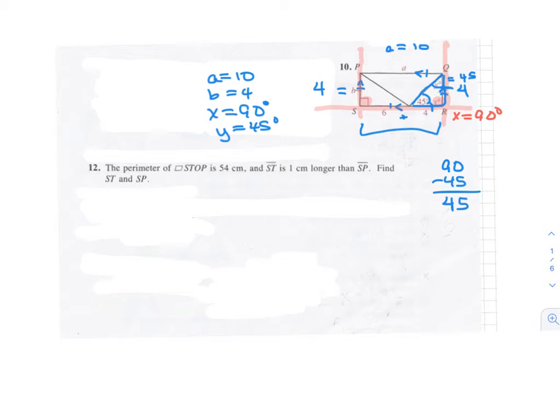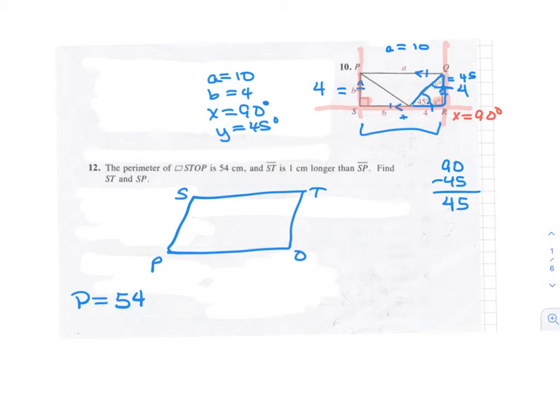Now, a visual wasn't given, so let me go ahead and draw a picture, and I'm going to label it as STOP. And it told me that the total perimeter of this parallelogram is 54. It wants me to find the length of this side here, ST, and SP. So what it told me in the problem, it said that ST is 1 centimeter longer than SP. So what I'm going to do is I'm going to let SP equal X, and then ST, which is 1 centimeter longer, will be X plus 1.